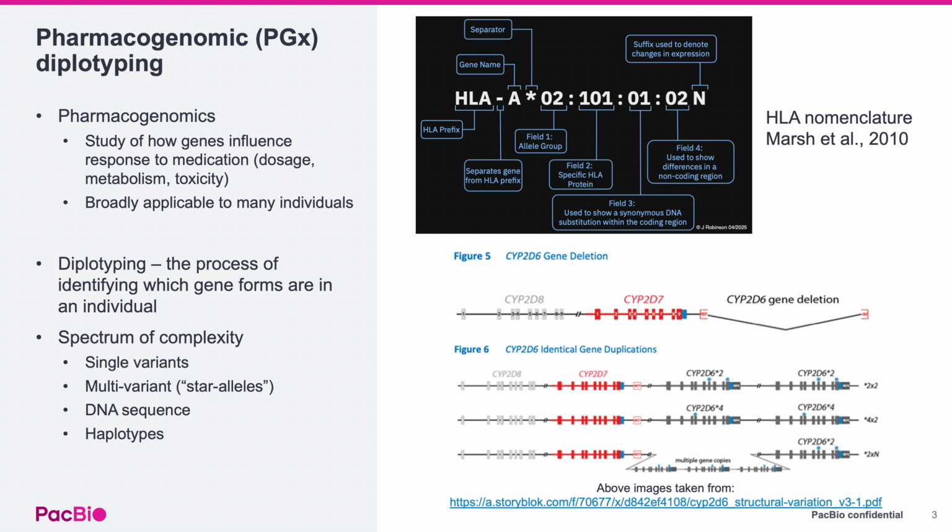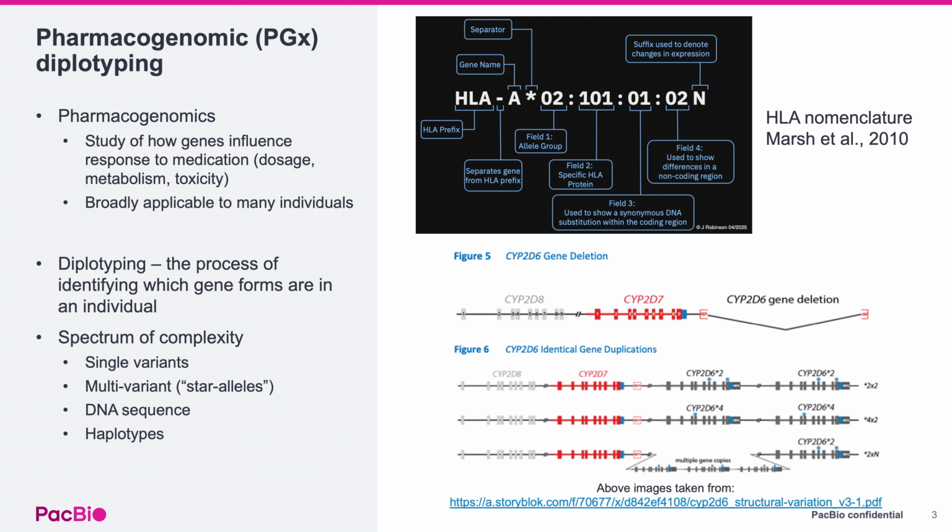PGX diplotyping has a wide spectrum of complexity depending on which gene you're looking at. The simplest PGX genes require only the detection of specific variants or single variants that we can then use to establish which form is present. However, most genes are more complicated, requiring the detection of multiple variants, phasing them onto a single haplotype, which we can then report as a quote-unquote star allele. The majority of our pharmacogenes use this multivariant representation to represent the different forms.